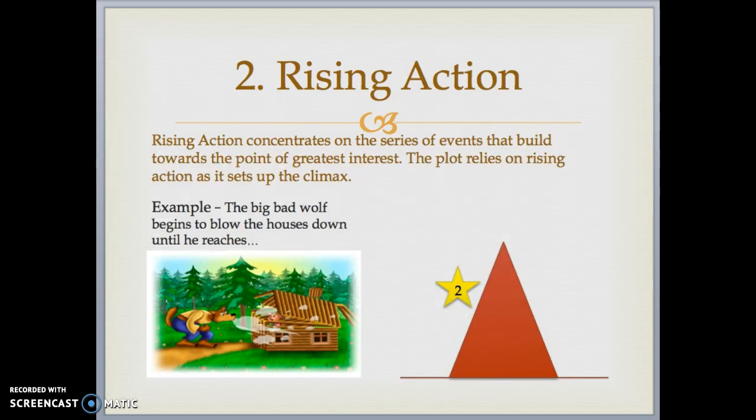We move on to number 2, rising action. In rising action, you are going to see the series of events that build towards the point of the greatest interest in the story. The plot relies on rising action as it sets up the climax. Example: the big bad wolf begins to blow the houses down until he reaches, we all know, the brick house, where he finds himself in a little bit of trouble.